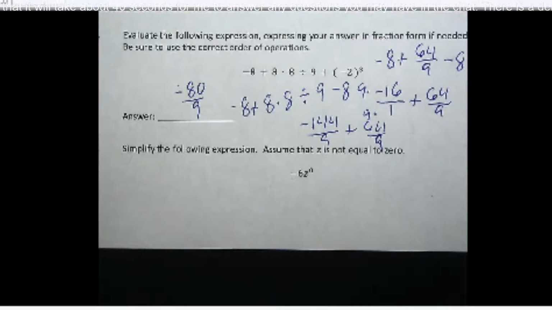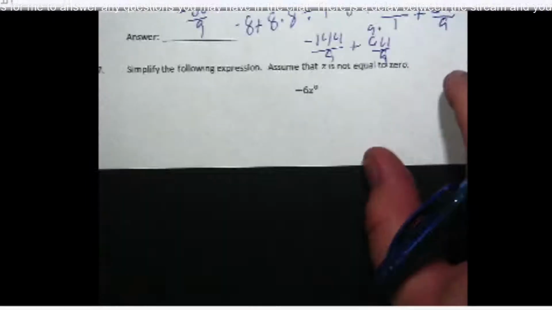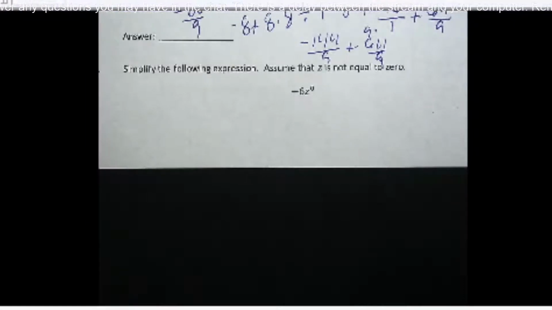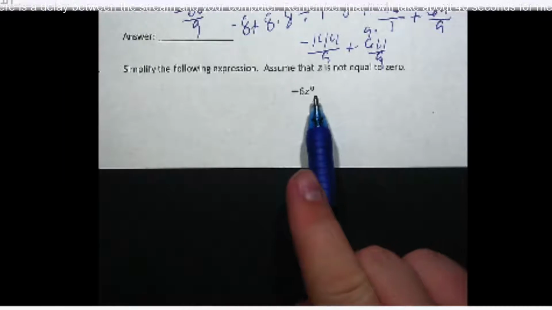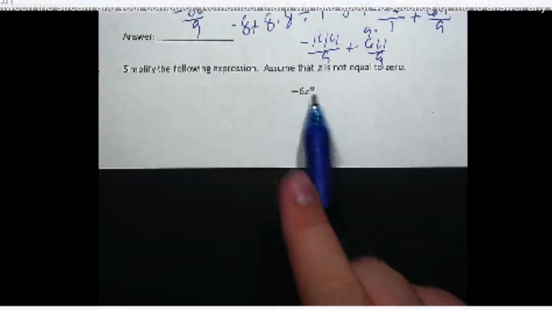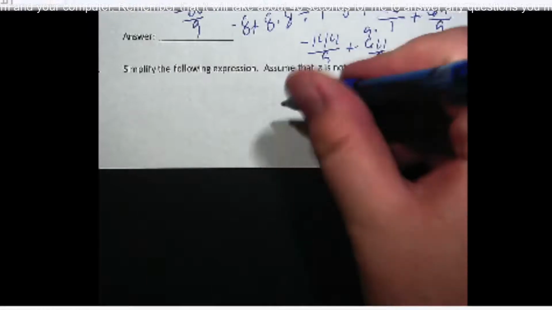Any questions? Nope. All right. Next. Again, simplify. So I see that I have an exponent here, so I should take that exponent. So z to the 0 power, anything to the 0 power, even if it's a variable, is 1. So really, this is negative 6 times 1, or just negative 6. Any questions on that one? Nah, I didn't think so.